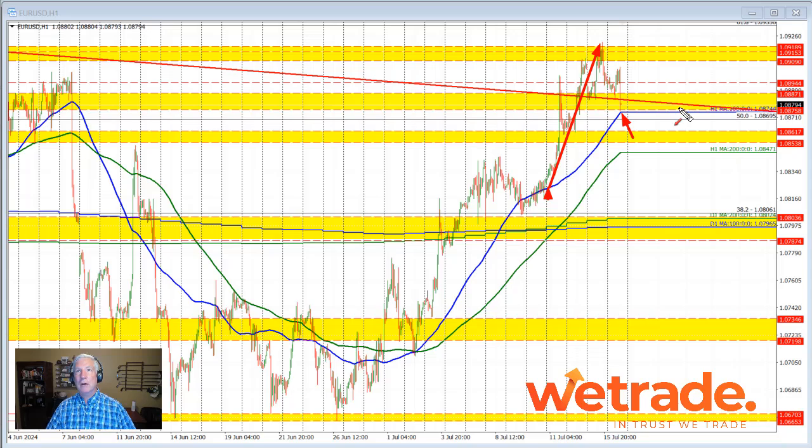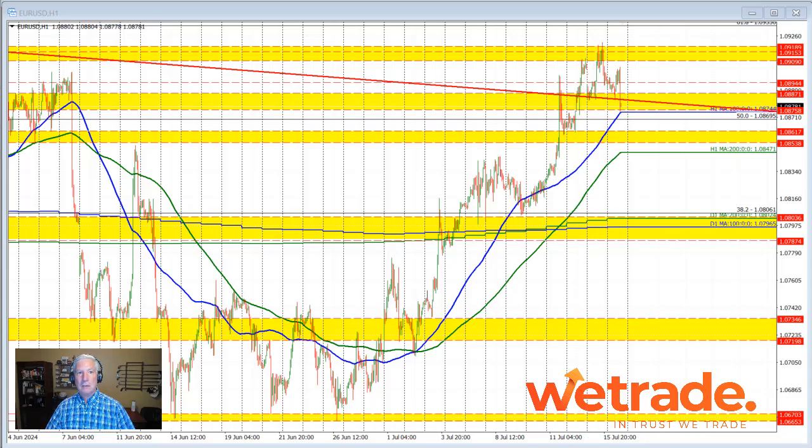Watch 1.0887 or the trend line again right through here, just a little bit below that level. We need to get above those levels to show that the buyers down here against the 100-hour moving average really mean business, or they're just some profit taking on the dip in the Euro versus US dollar.